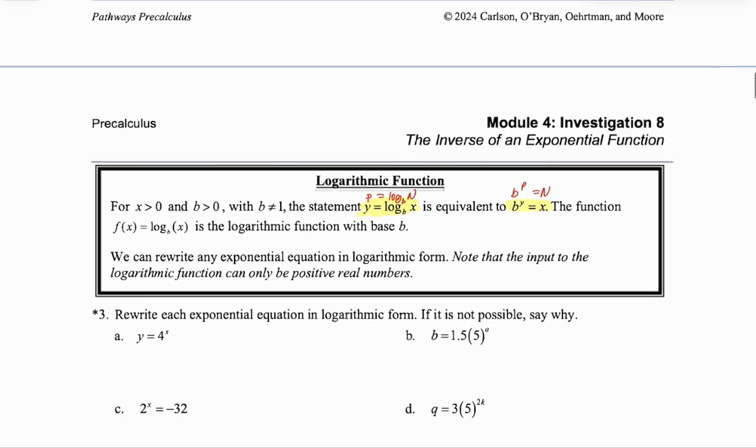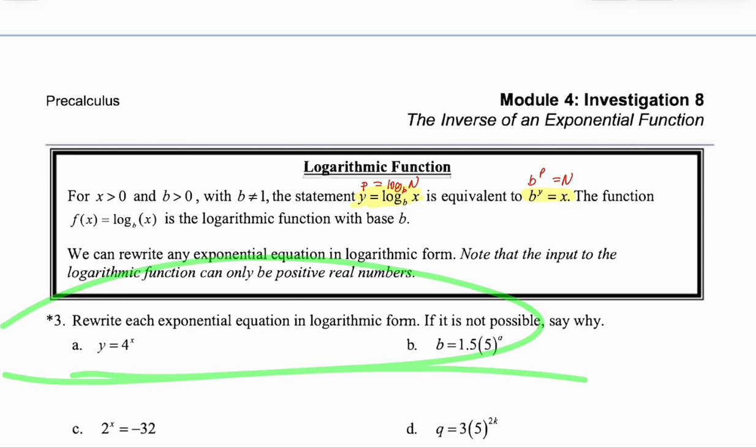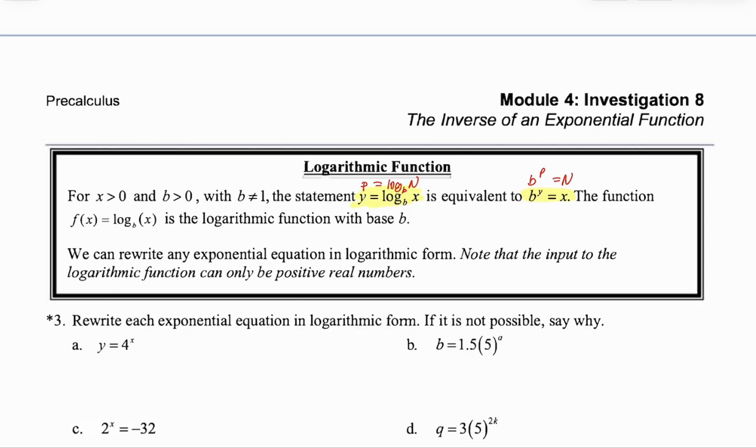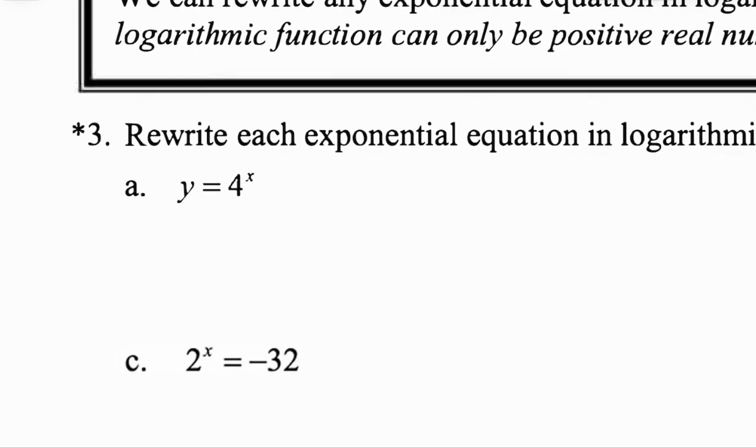So some things to remember. The input into a logarithm has to be a positive number. Do you see here it says x is greater than 0? We can't stick negatives in there, that's undefined. We can't stick 0 in there, that's undefined, because there's no way for a base that wasn't ones or zeros to give us something that is negative. So anyway, down here it says, rewrite each exponential equation in logarithmic form, and if not possible, say why. Okay, let's start with this first one.